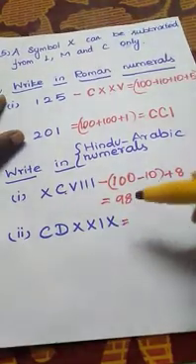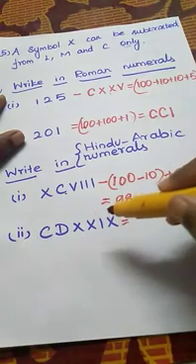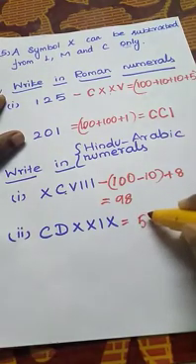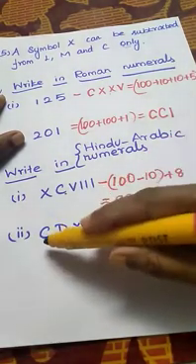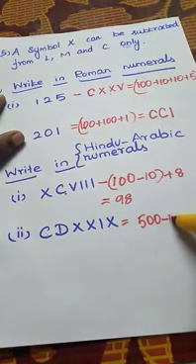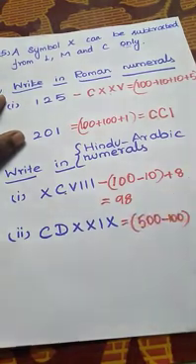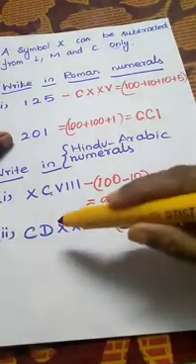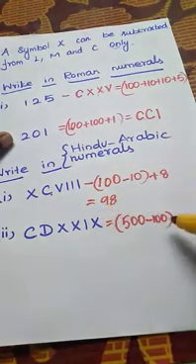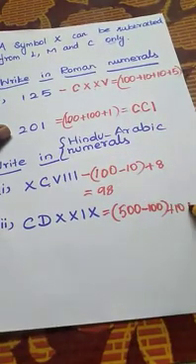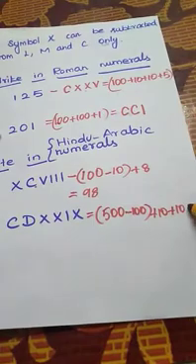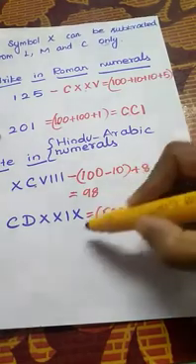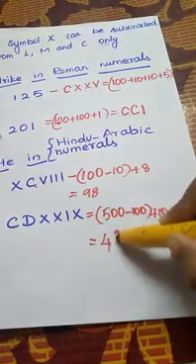The next one, CDXXIX. What is the greater value here? D value, that is 500. On the left side of the greater value we used C. What is the C value? That is 100. So we subtract the value, 500 minus 100. Next we add, since right side means we just add the value. X plus IX. X means 10, again X means 10, and the next one is 9. So 500 minus 100, 400. Plus 10 plus 10 plus 9. What is the answer? Actually 429.